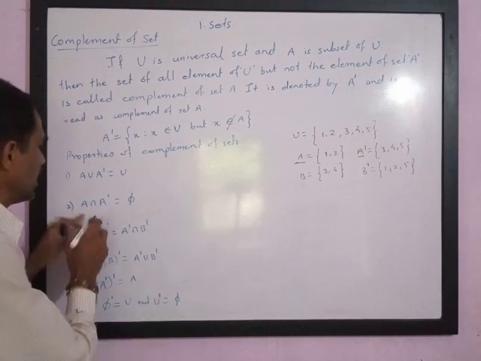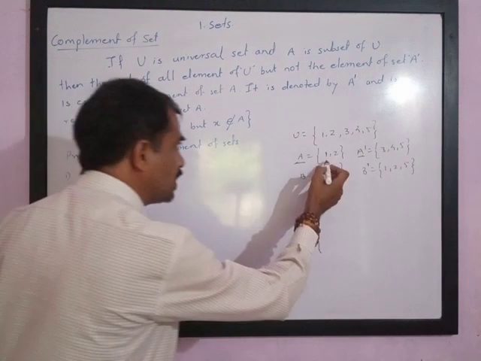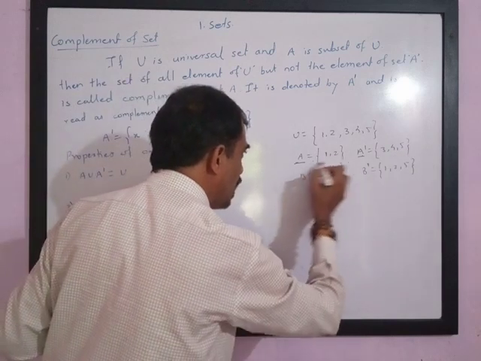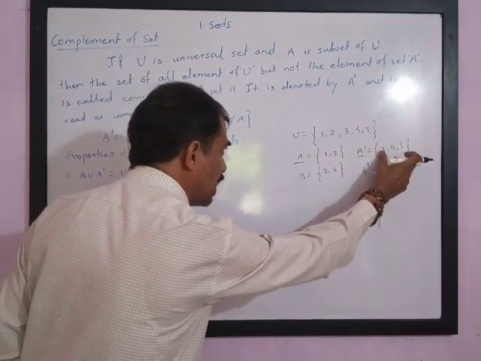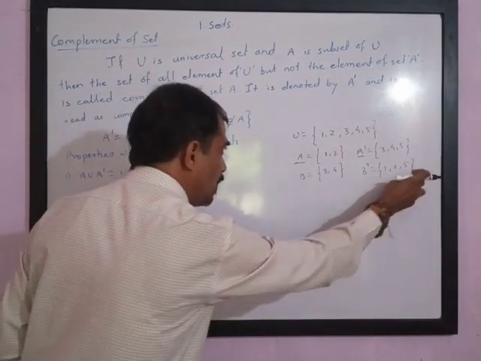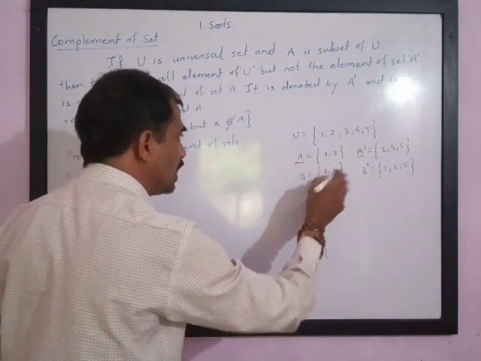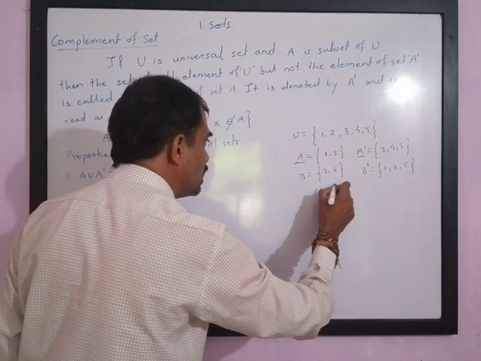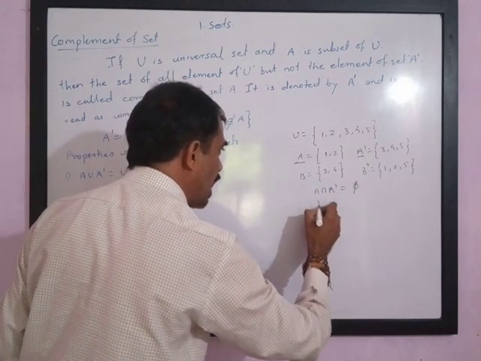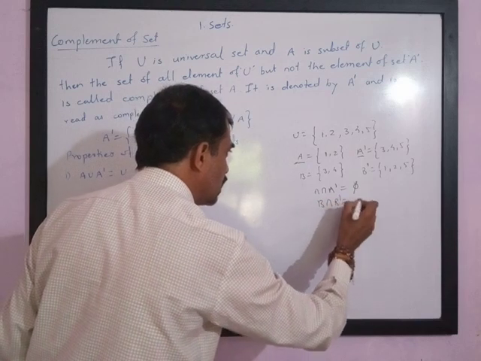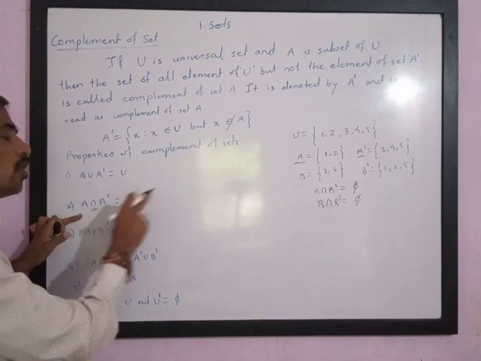Try to understand. Intersection means common element. Now A and A complement, let us check if any common element is there. You will always notice that they don't have any common element. A and A complement do not have any common element, and B and B's complement do not have any common element. It means it is always equal to the null set. That is, A intersection A dash is equal to phi, and B intersection B dash is also equal to phi. It means a set and its complement have no common element.